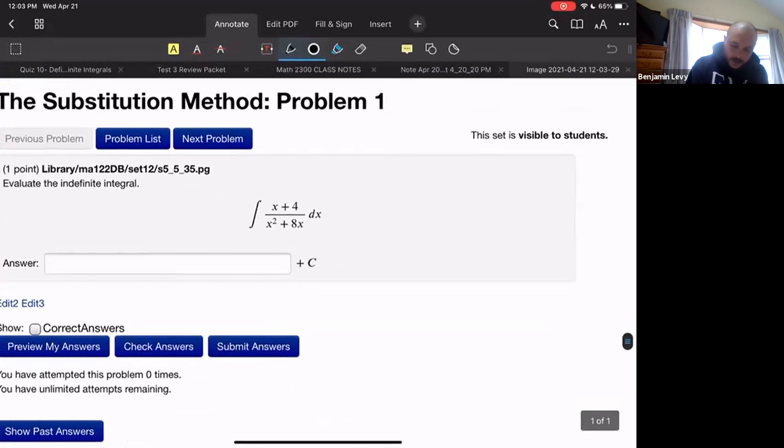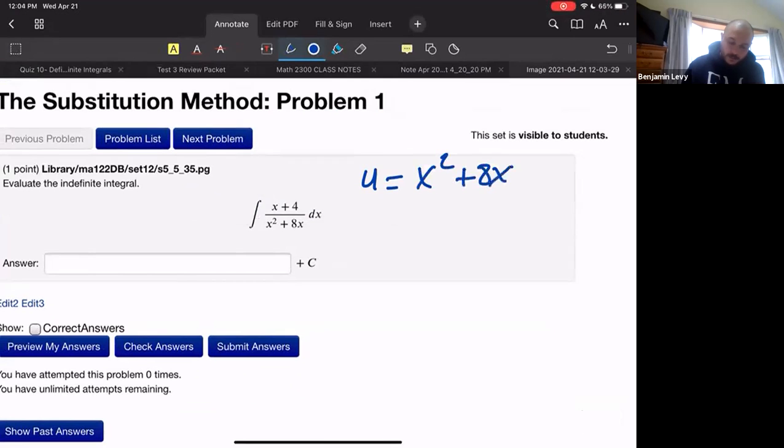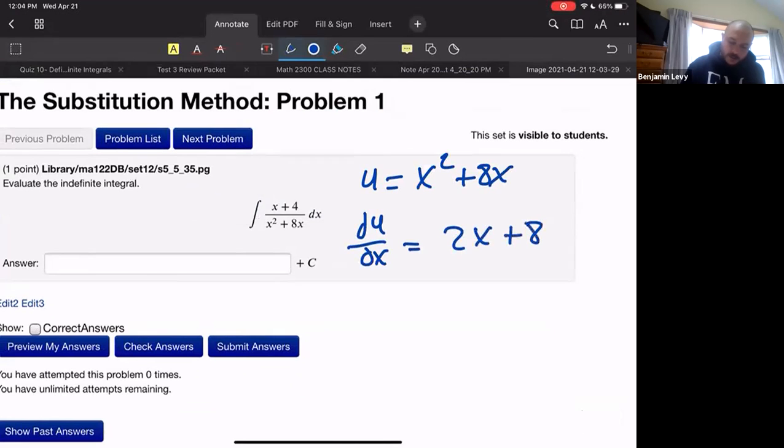All right, so what is u? We want it to be something that when you take the derivative, it's also in there. So what are you thinking? I thought that u was x squared plus 8x. I like that. Because when you do du over dx, you get 2x plus 8. How are we going to make that look like something that's in there?